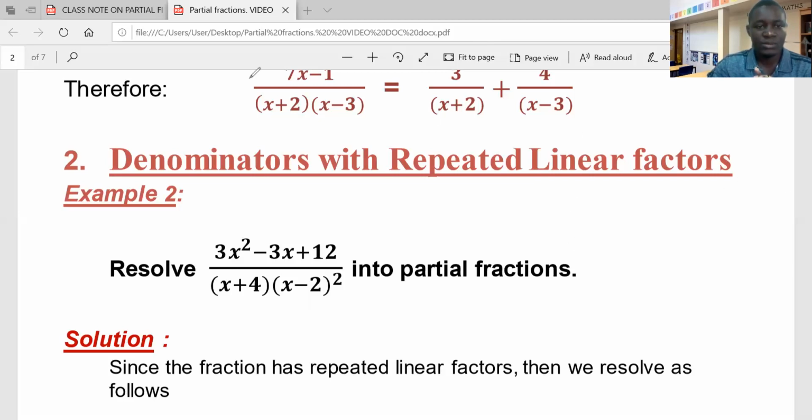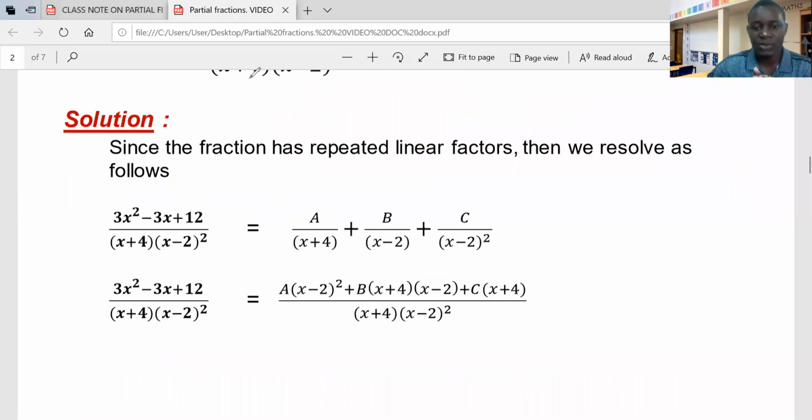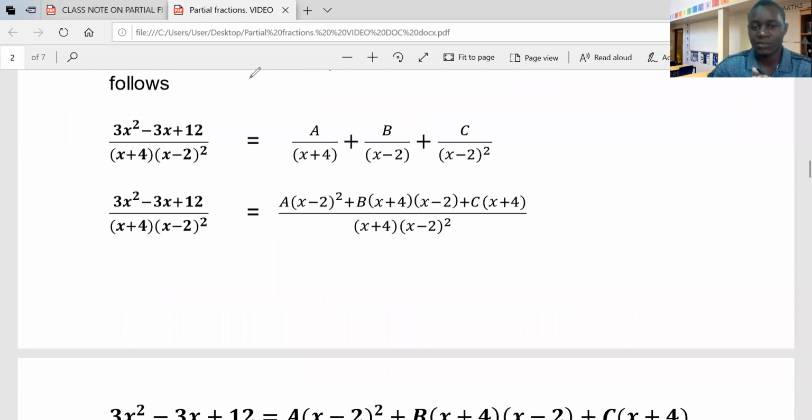So moving on, let's see how this has been written. Okay, this is exactly what I just wrote now. Now, how do we come about what we have here as a single fraction? It's by simply working out the LCM of all these. We can have that as x plus 4 times x minus 2 squared. The LCM will give us exactly what we had here in the beginning.